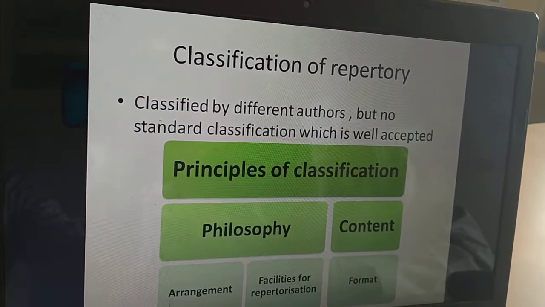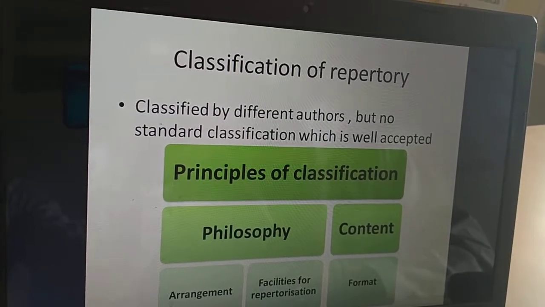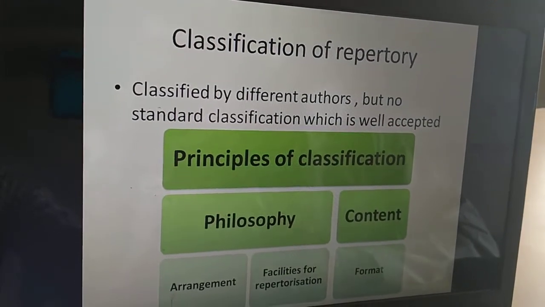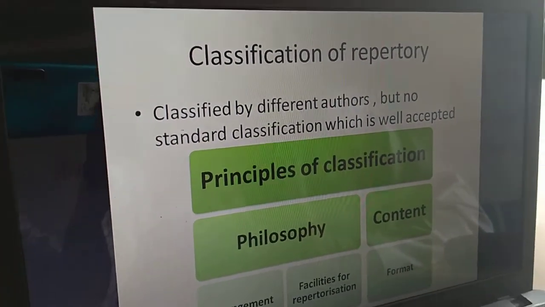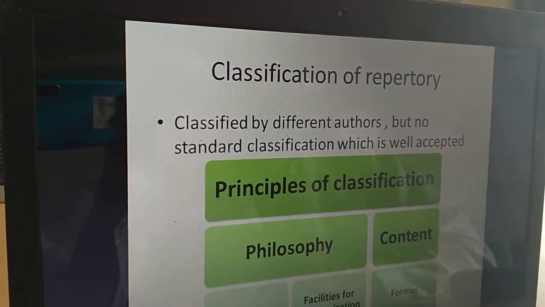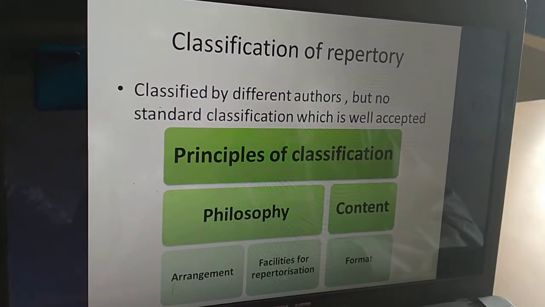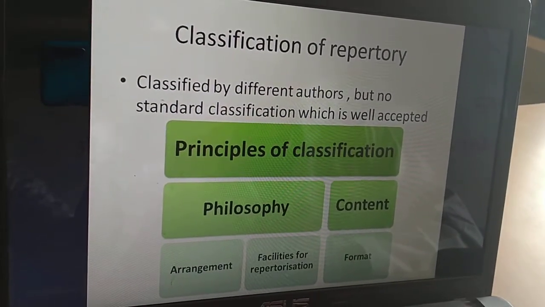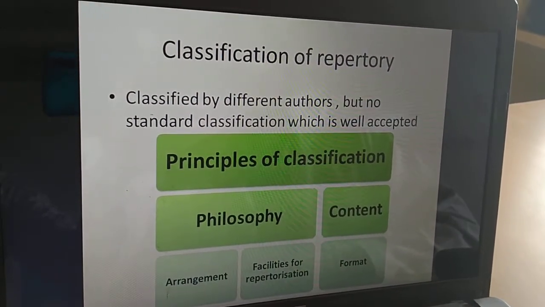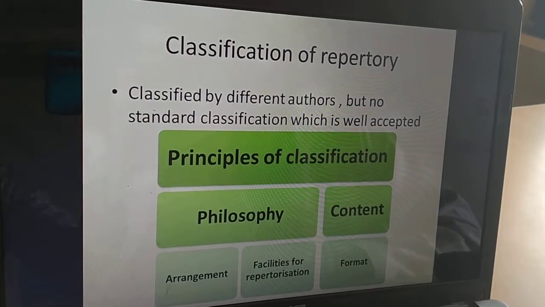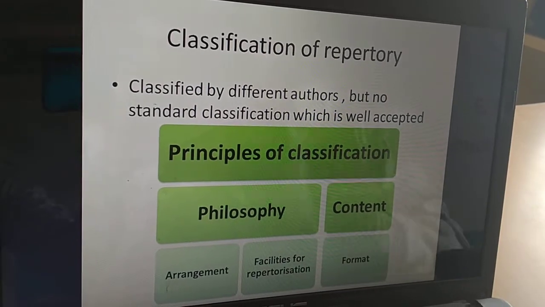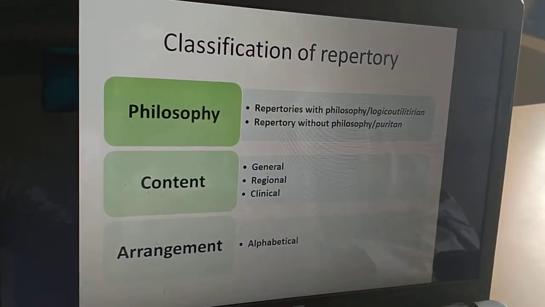Now there are different classifications of repertory given by different authors, but there is no standard classification which is well accepted. But from a survey of these classifications by different authors, we can summarize certain principles. One important principle is that repertories are classified according to the philosophy of the repertory. The second is the content of the repertory, depending upon what kind of arrangement is followed, what kind of facilities are provided, and what kind of format the repertory is in. So we'll also take a general review depending upon these principles of classification.